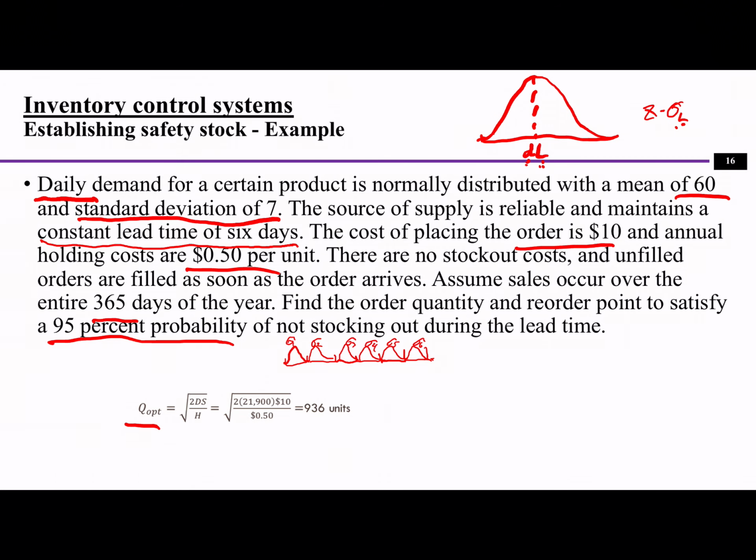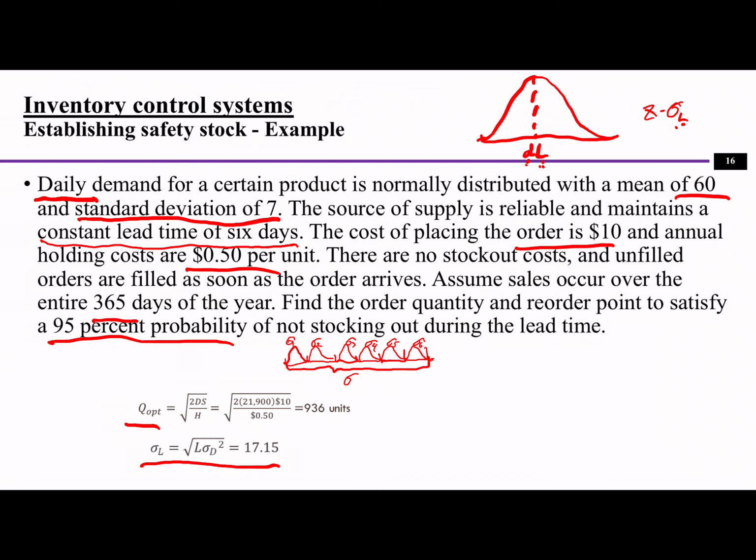Now we need to find out what is the sigma during all these 6 days. Is it the same as sigma 1, 2, 3, 4? No, it's not the same. You have to calculate what is the sigma for these 6 periods of time. So in this case, how do we calculate?